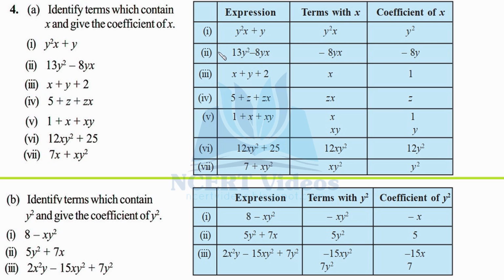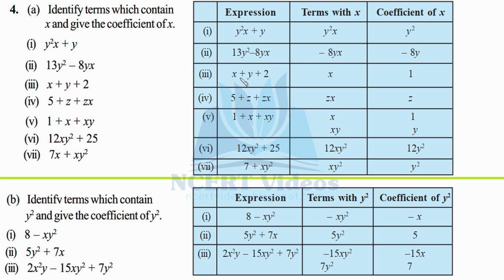That's first. And second, 13y squared minus 8yx. We will consider only this term. We will not consider the other term because it doesn't contain the variable x. Therefore, writing minus 8yx. Again, you know very well why we take the minus, because ultimately an expression is nothing but the addition of terms. So here the coefficient of x, that is every other thing apart from x, is minus 8y. So we write it here.